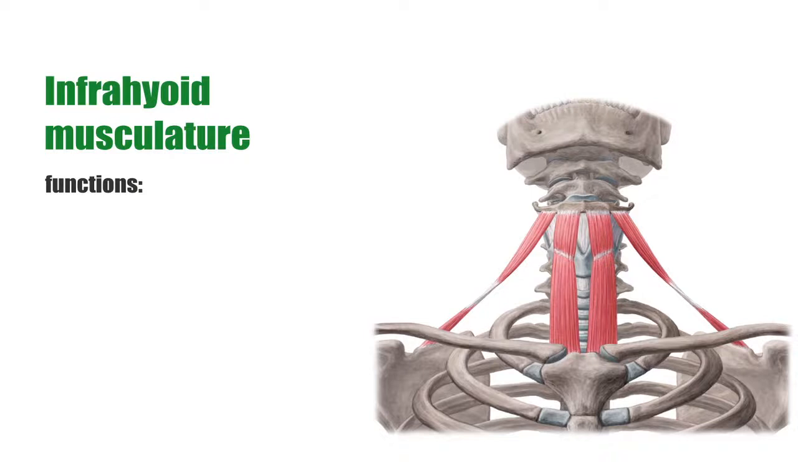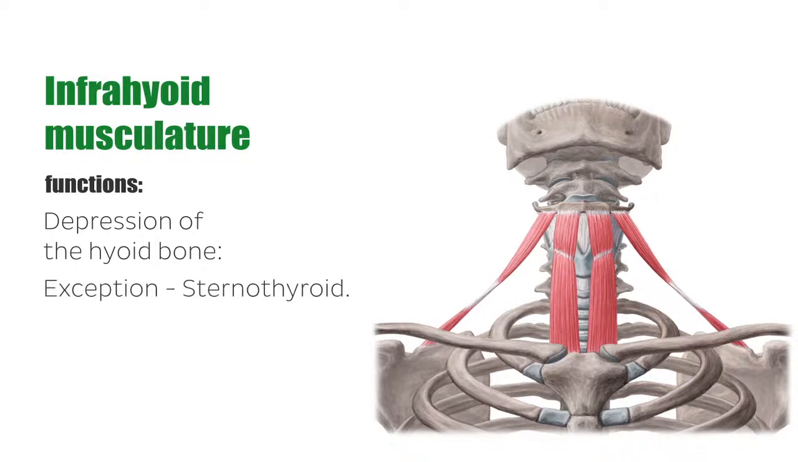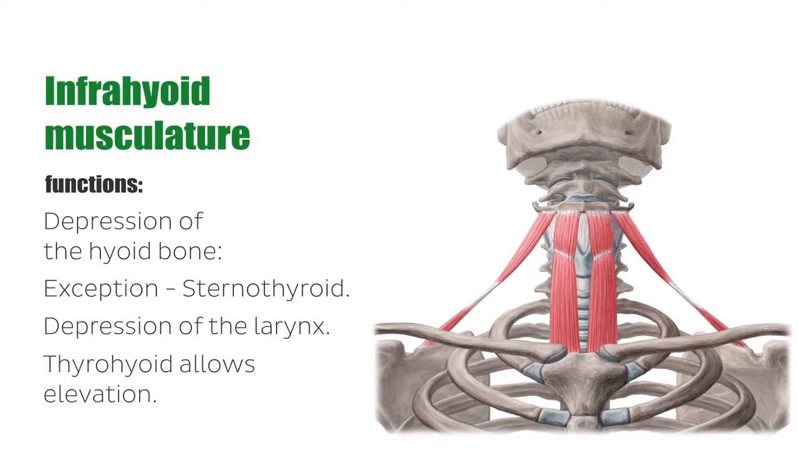If we want to be a little bit more specific, all infrahyoid muscles cause what is known as depression of the hyoid bone, so pulling it downward. There is an exception though, the sternothyroid muscle, because this muscle does not insert on the hyoid bone, therefore it's not involved in depression of this bone. Now the sternothyroid muscle allows depression of the larynx, whereas the thyrohyoid provides the opposite, what is known as elevation, when the hyoid bone is fixed.